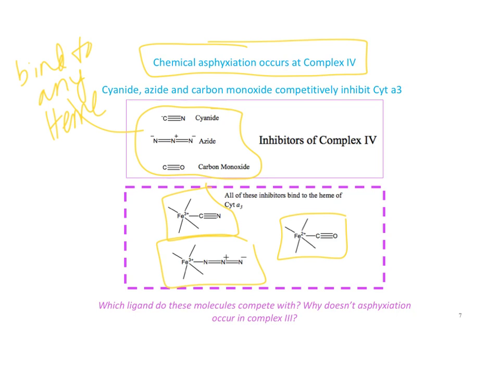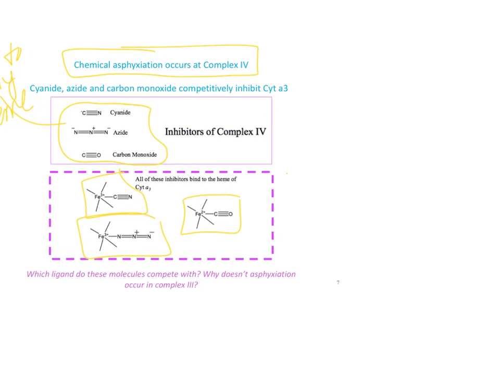And the reason that chemical asphyxiation occurs at complex 4 is this is where O2 binds. Okay, so you may normally think of asphyxiation as physical asphyxiation, someone being strangled or smothered. Basically, oxygen is no longer going in and getting to where it needs to go. In chemical asphyxiation, the oxygen is blocked by a chemical.